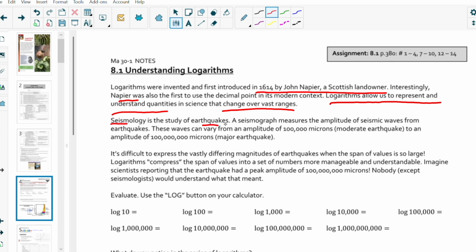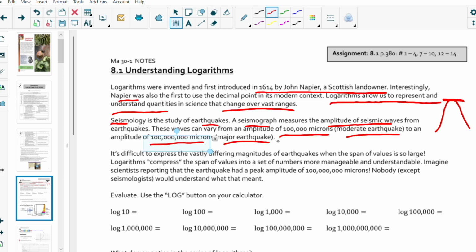Seismology is the study of earthquakes. A seismograph measures the amplitude of a seismic wave from earthquakes. These waves can vary from an amplitude of 100,000 microns, a moderate earthquake, to an amplitude of 100 million microns, a major earthquake. Up to this point, you might have heard on the news earthquakes happening all around the world, and they might say something like an earthquake of magnitude 7 on the Richter scale. You've heard that. Well, where does that Richter scale come from?